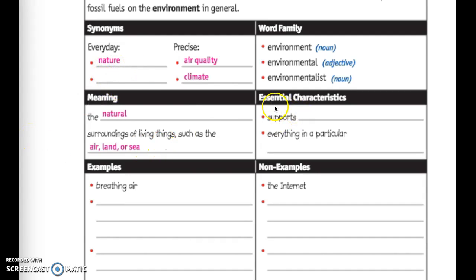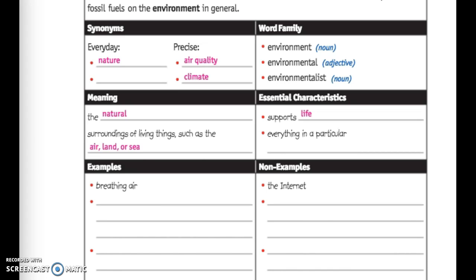So let's come over here to essential characteristics. What essential characteristics mean is that these things are vital or very important to the word environment. You can't have the word environment without having these things in mind. So, for example, it supports life. People who always talk about the environment are always talking about how we can support life. We want to live longer on this earth. We want to support life around us. That's talking about the environment.